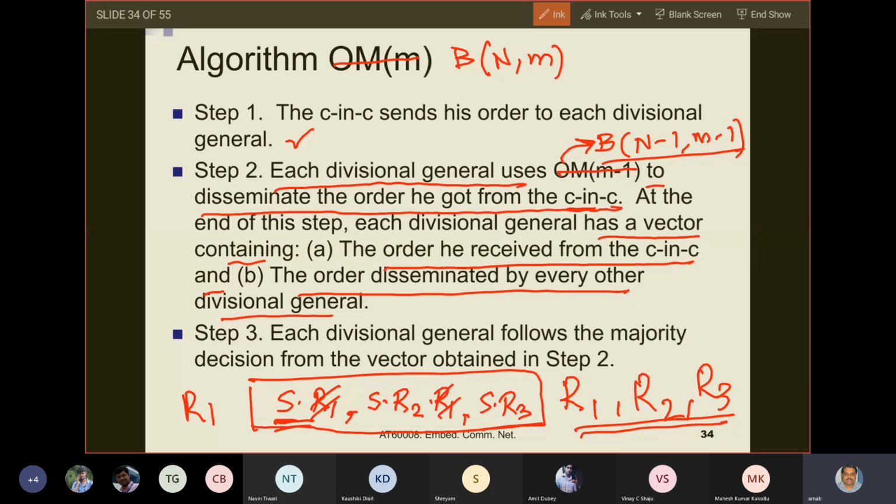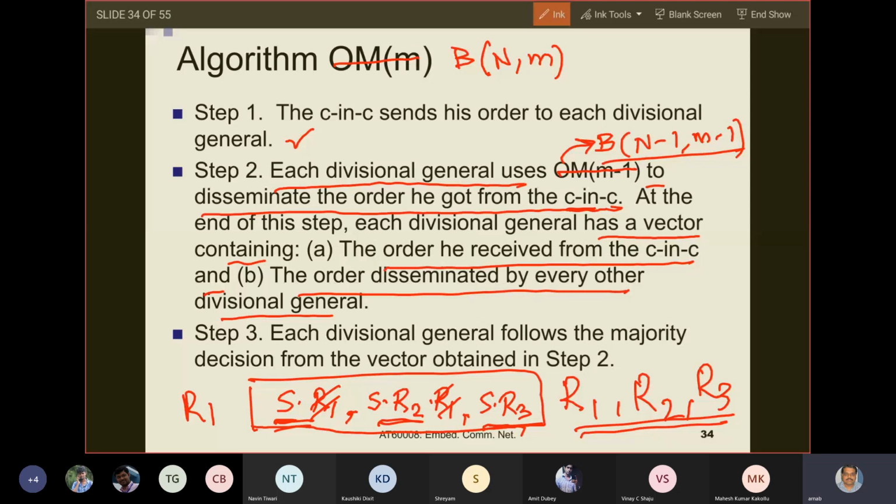to disseminate the order got from the commander in chief. So what has R2 got from the commander in chief? S dot R2. So R2 got it from S, and S dot R2 he then passes to R1. Similarly, R3 receives something from S, and whatever he gets, he passes to R1. So R1 now has a vector of 3 messages: the original S, the second S dot R2, the third S dot R3.